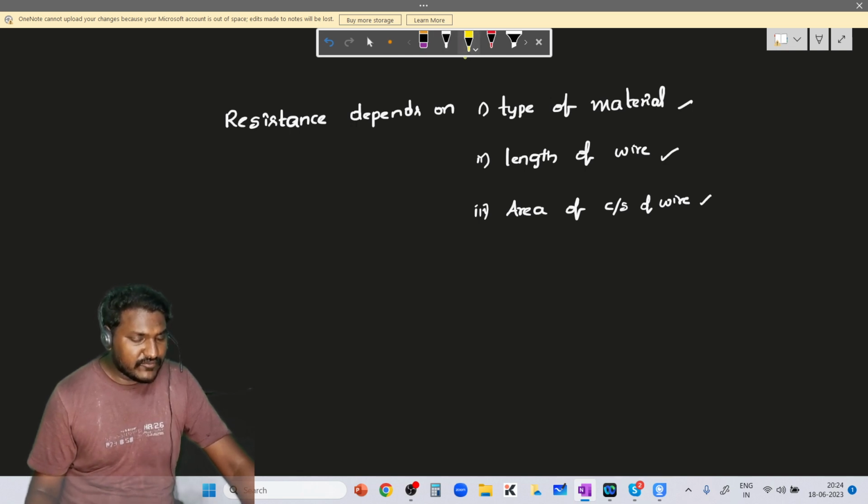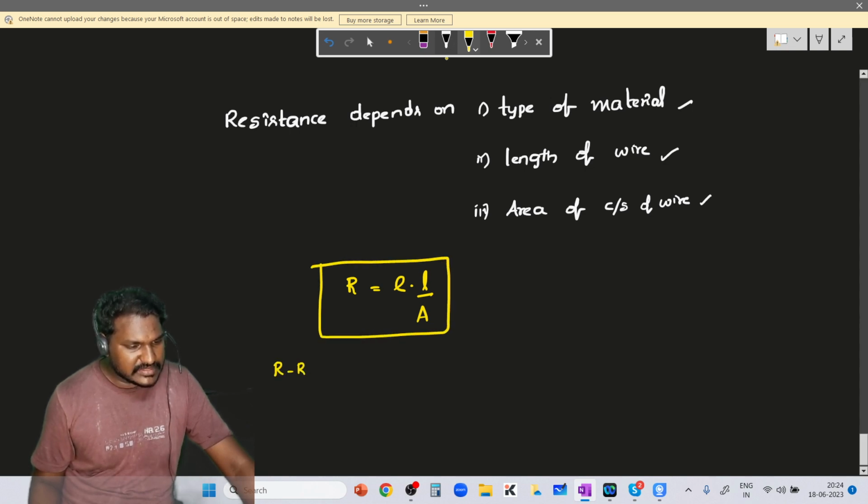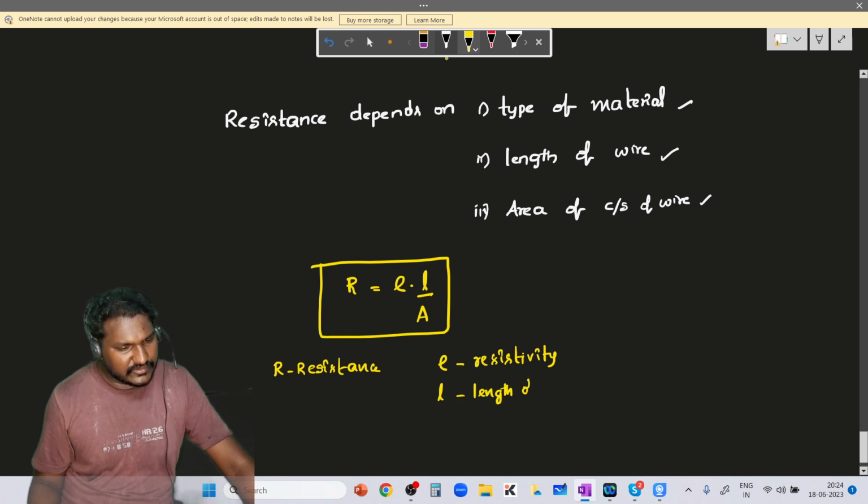We can have a relation between all these three factors, and it is given by R is equal to rho into L by A, where R is known as resistance, rho is known as resistivity, L is known as length of wire, and A is known as area of cross section of wire.